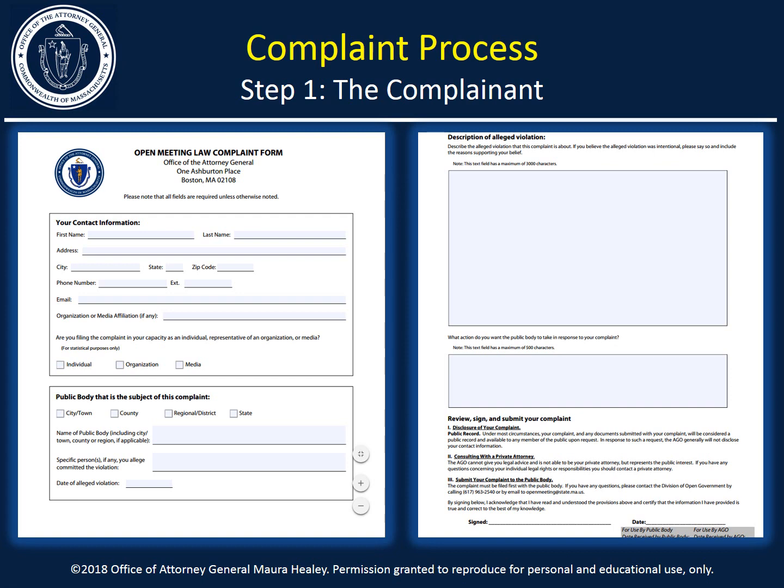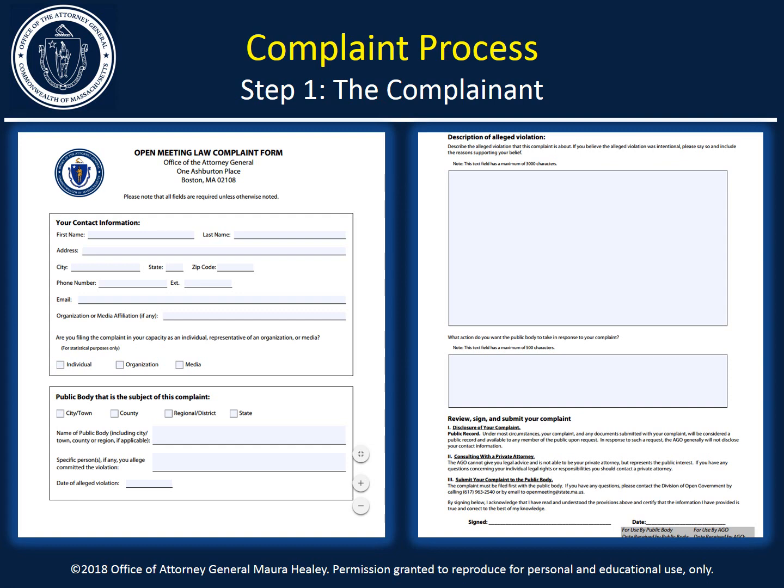Complaints must be filed with the public body that is the subject of the complaint within 30 days of the alleged violation, or, if it could not have been known at that time, within 30 days of the date the complainant reasonably should have discovered the alleged violation. If, for example, something occurs during an open session meeting that allegedly violates the open meeting law, a complaint must be filed within 30 days of that meeting because the violation could reasonably have been discovered on that date.